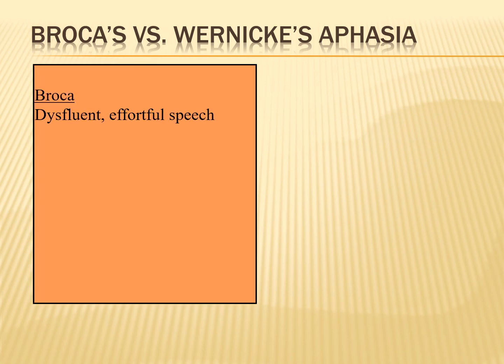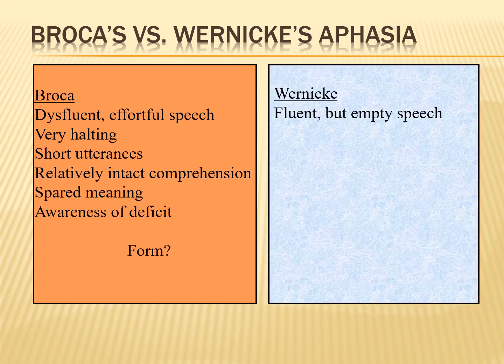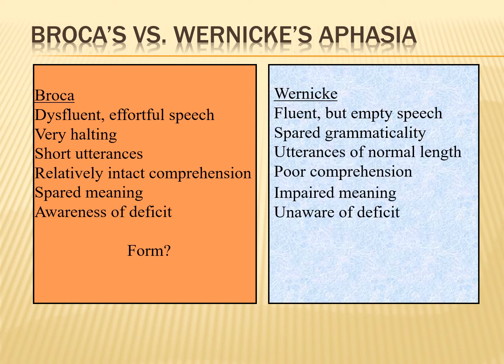The two most discussed forms of aphasia are Broca's aphasia and Wernicke's aphasia. Broca's aphasia is seen as being very disfluent, effortful speech. It's very halting. They have some short utterances where you can tell that they are struggling to get to their words. They have relatively intact comprehension of other people, although some small difficulties, but pretty good at comprehension of hearing other people. They have spared meaning, so they still have the meanings of words, which allows for that comprehension, and they have a real awareness of their deficit.